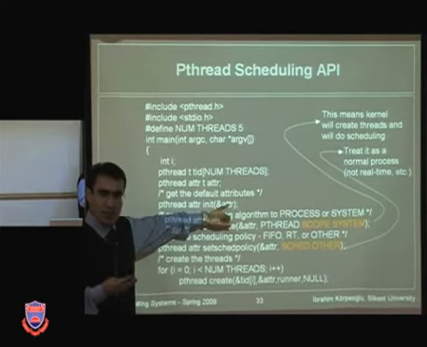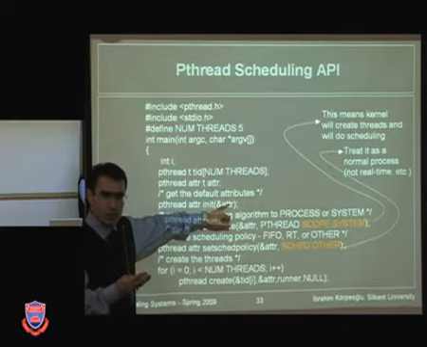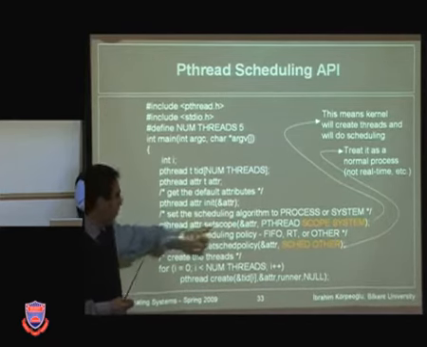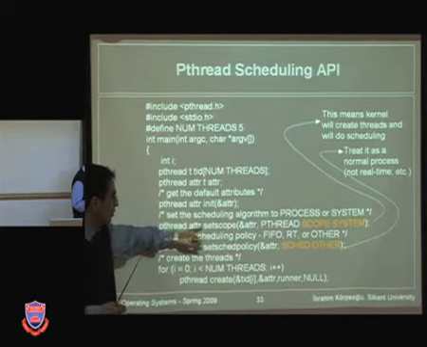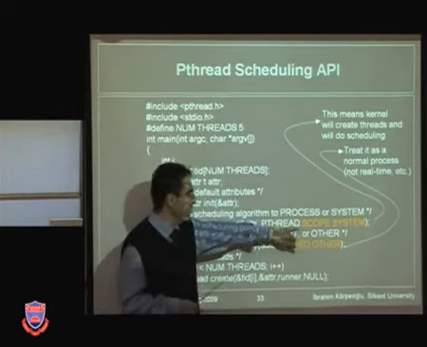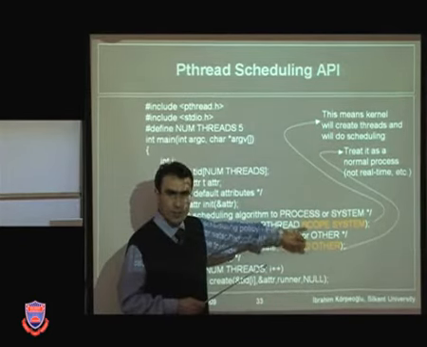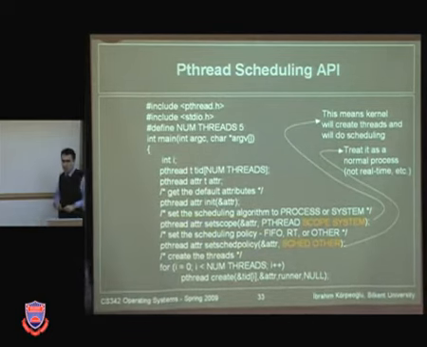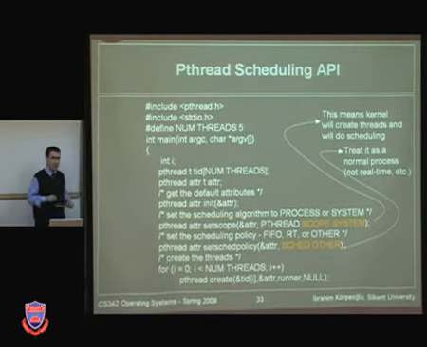For the scheduling, whether kernel level scheduling or user level scheduling will be applied, you have a default value. But you can change that by using this function, pthread_attr_setscope. For example, this example is setting the scope to system. That means the system, the kernel, will schedule the thread among all the threads that it sees.